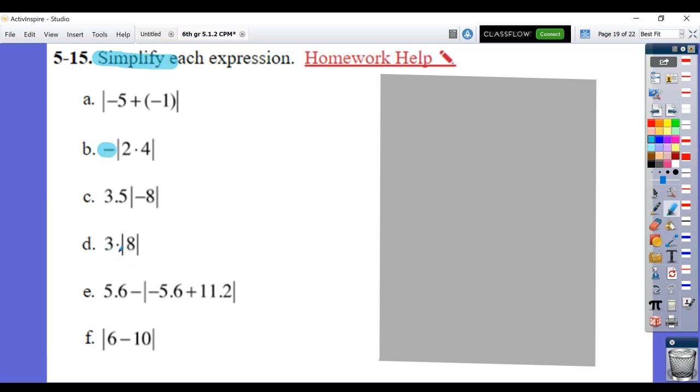D, take the absolute value of 8, multiply by 3. For E, which looks a little tricky, you're going to take -5 6/10 plus 11 2/10, find that answer, take the absolute value of that, and then take 5 6/10 and subtract that. And then for F, 6 minus 10, find the answer and take the absolute value.